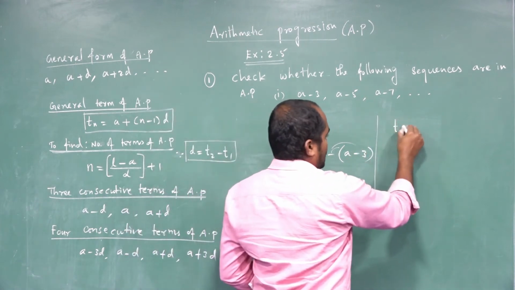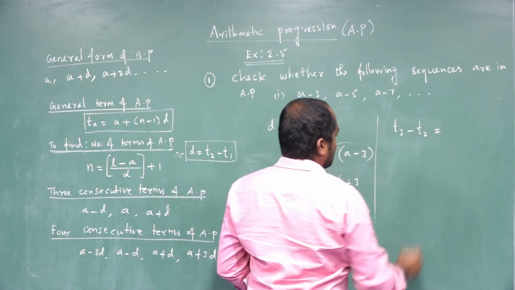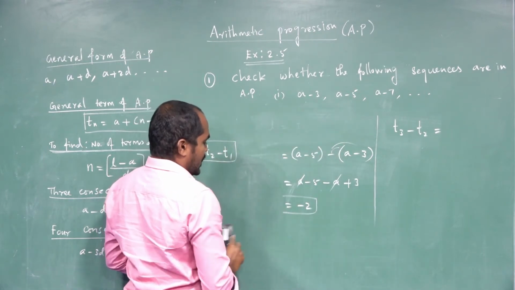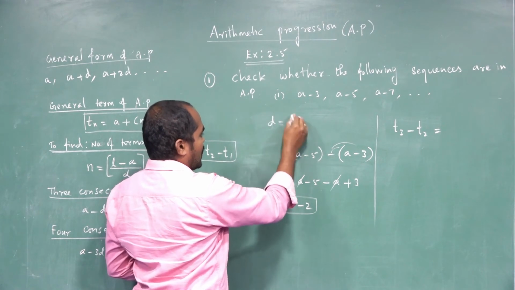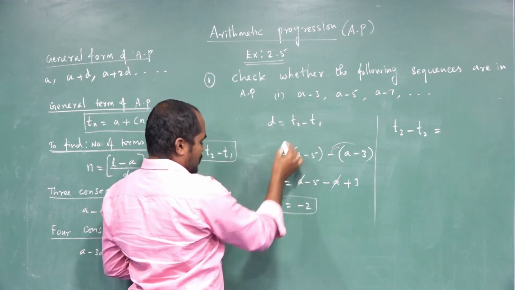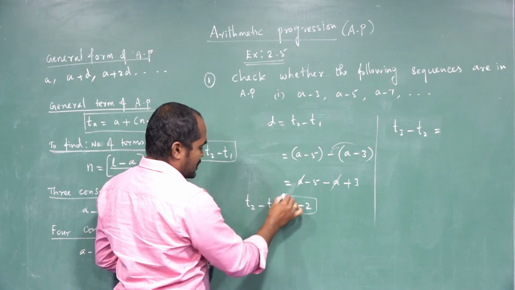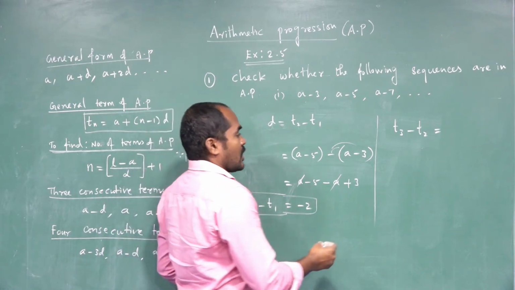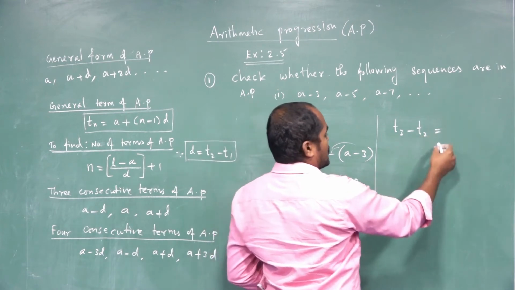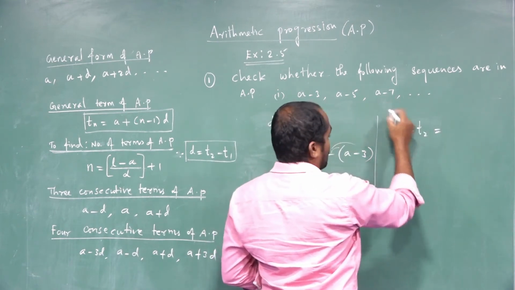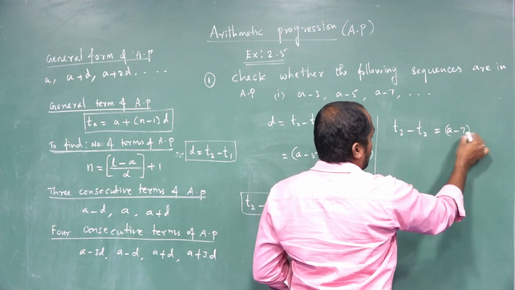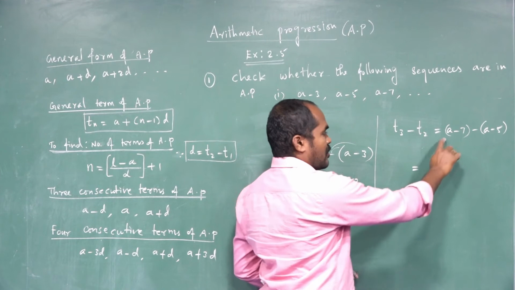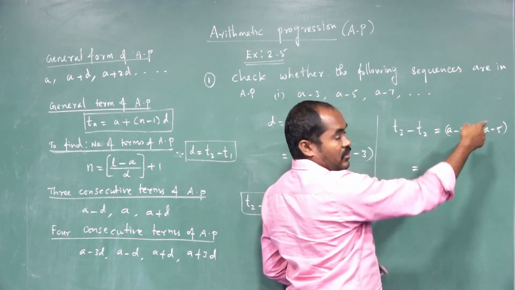Next, check T3 minus T2. Here we got the T2 minus T1 result, since the common difference formula is T2 minus T1, and it is minus 2. And then T3 minus T2. T3 is what? It is a minus 7 minus (a minus 5). So this is equal to a minus 7 minus (a minus 5).